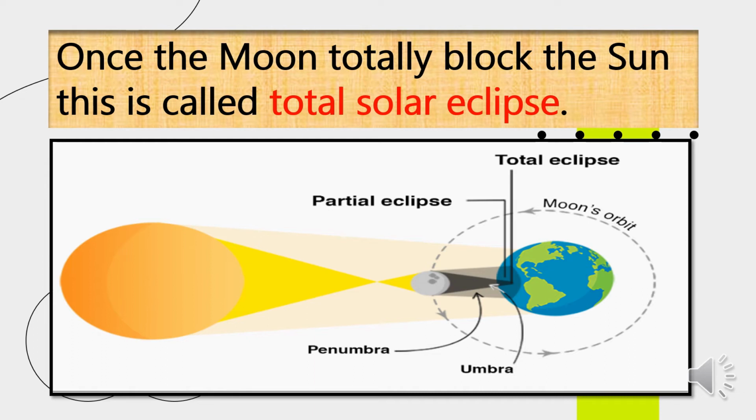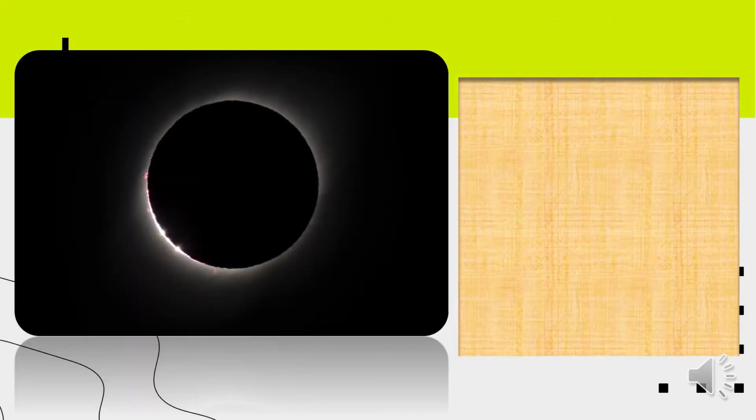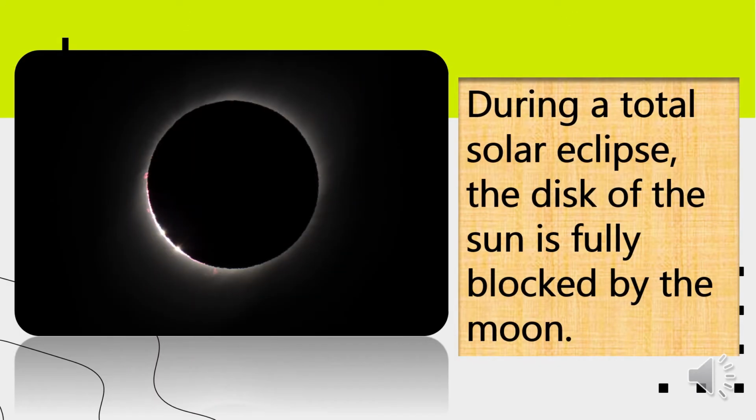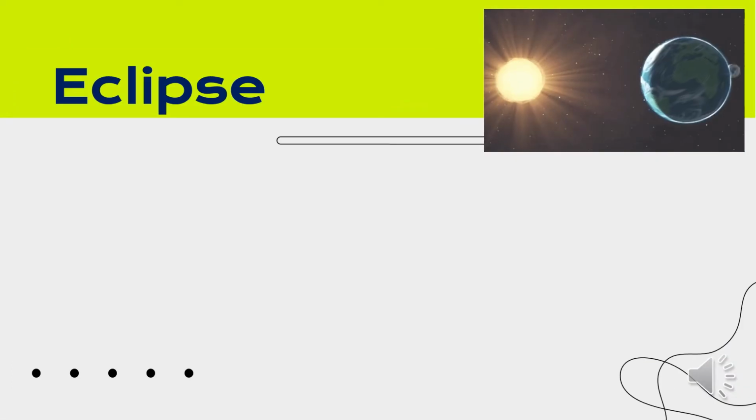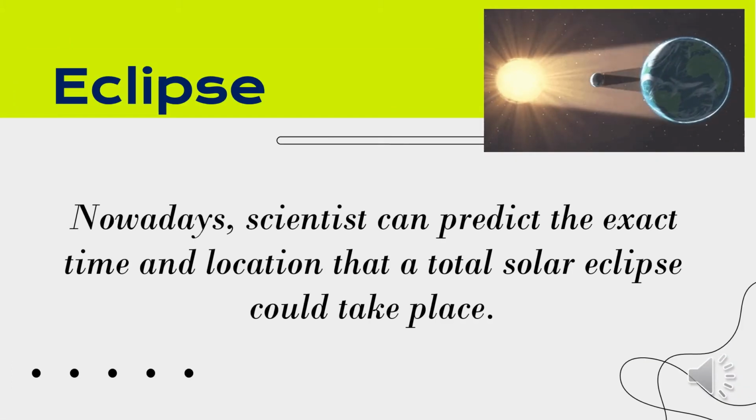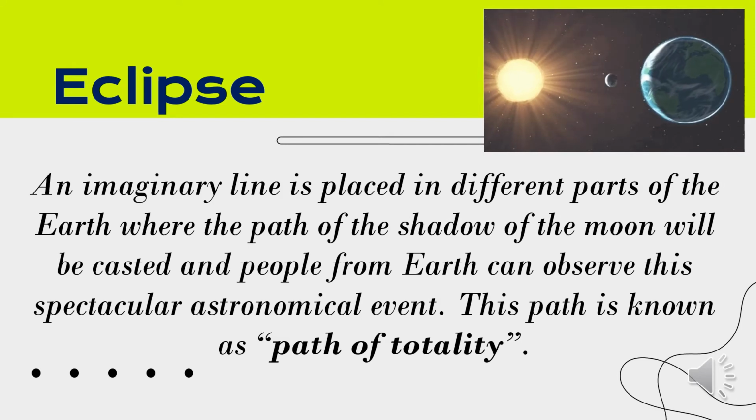Once the moon totally blocks the sun, this is called total solar eclipse. During a total solar eclipse, the disk of the sun is fully blocked by the moon. Nowadays, scientists can predict the exact time and location that a total solar eclipse could take place. An imaginary line is placed in different parts of the earth where the path of the shadow of the moon will be cast, and people from earth can observe this spectacular astronomical event. This path is known as path of totality.